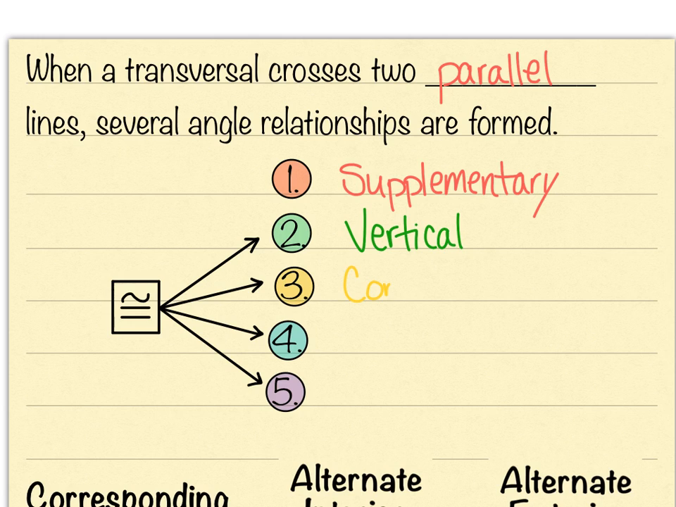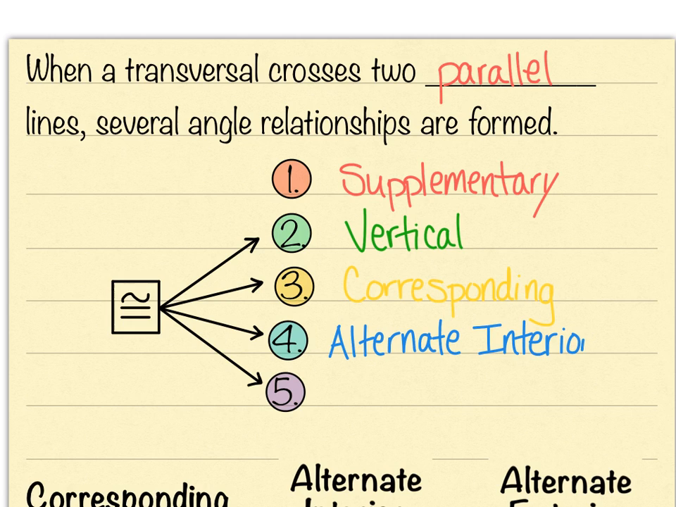It's corresponding. So we'll have a set of, actually, 4 sets of corresponding angles. We have alternate interior angles, and I'll explain what these are in just a moment. And then finally, we have alternate exterior angles.